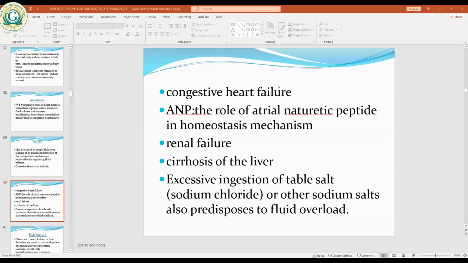the role of the ANP, the atrial natriuretic peptide, in managing fluid volume excess as a compensatory mechanism, as a positive feedback and negative feedback mechanism to control fluid balance, as a homeostasis mechanism, and renal failure, the role of the kidney in fluid volume excess. And we talked about the role of the kidney as the tap that opens to excrete excess fluids and the waste, and also balance electrolytes. And therefore, when it fails, the work of the kidney in balancing fluid and electrolyte is greatly affected, and therefore you have fluid volume excess.